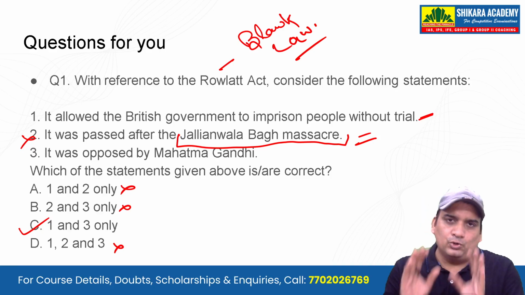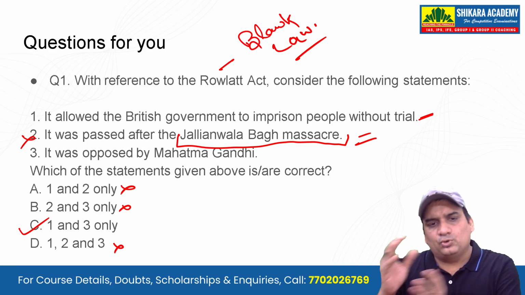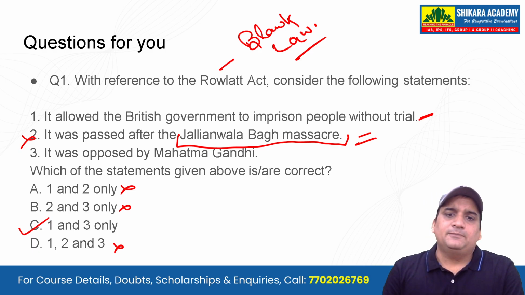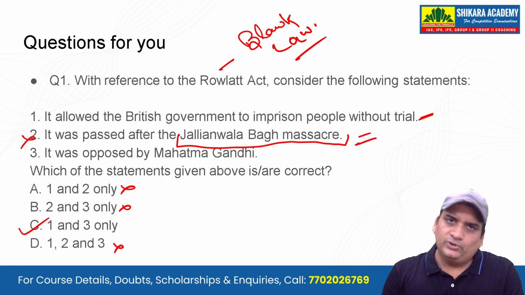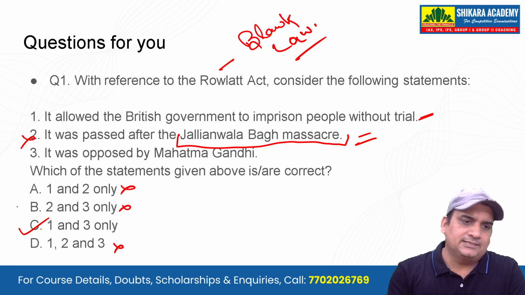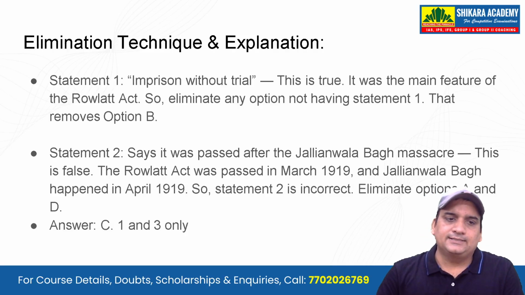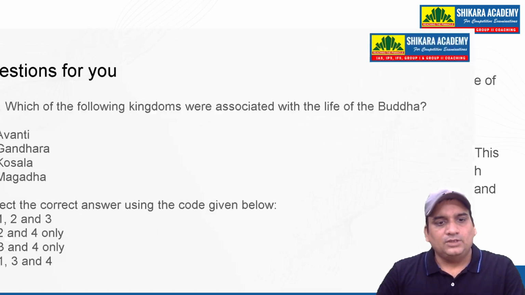Now, if you know it was opposed by Mahatma Gandhi, if you know that people would get arrested without trial, whether it is right or wrong, but if you know number 2, you could have easily solved it and got the right answer over here. You can go and see this explanation also here, guys.